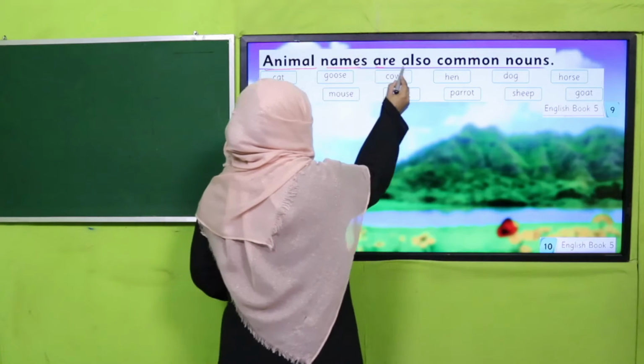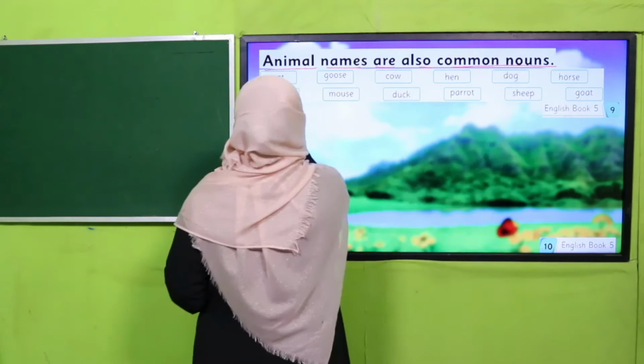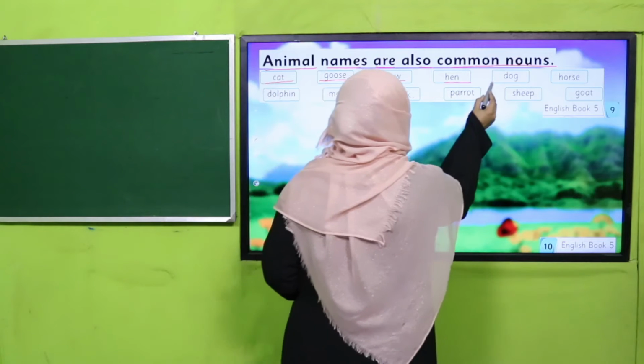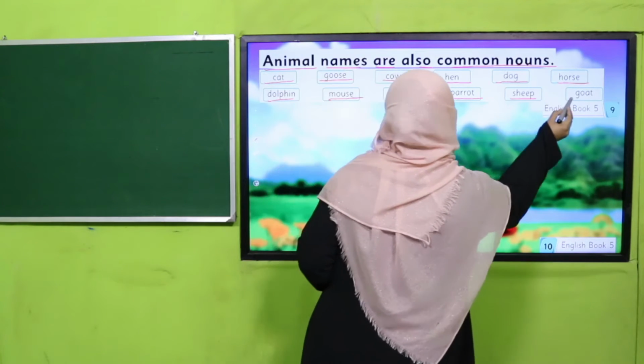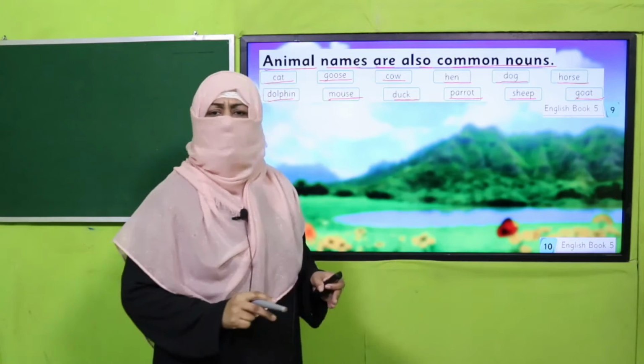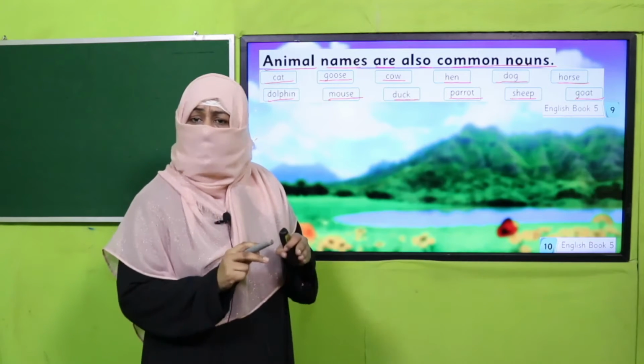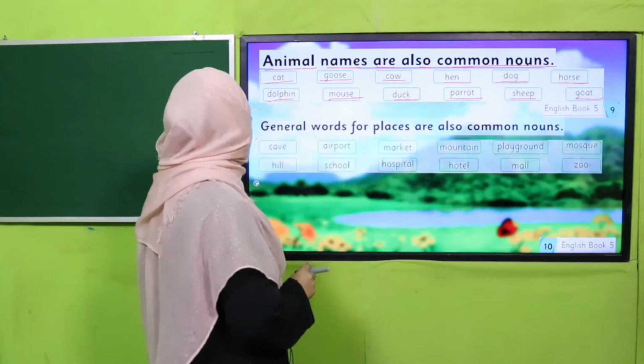Animal names are also common nouns. For example, cat, goose, cow, hen, dog, horse, dolphin, mouse, duck, parrot, sheep, goat. I believe you know many more names of animals. All the names of animals are common nouns.